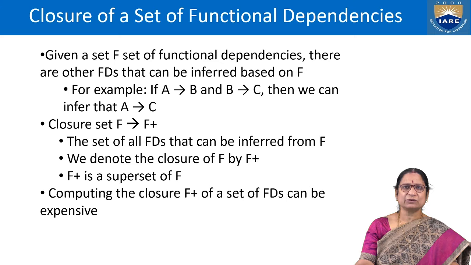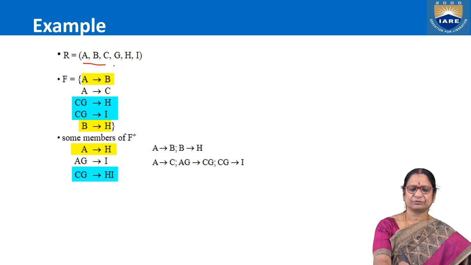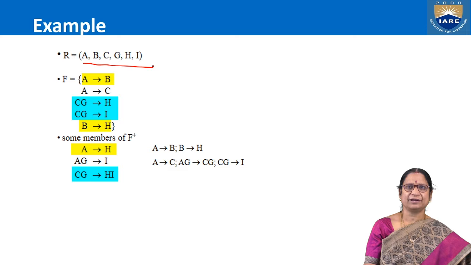So computation of this closure of FDs, that is F plus, is very expensive because more and more FDs are able to be generated depending upon the number of dependencies available. We'll look into some examples. Let R be equal to A, B, C, G, H, I. These are the attributes. A, B, C, G, H, I are the attributes. And the given set of FDs are A determines B, A determines C, CG determines H, CG determines I, B determines H.